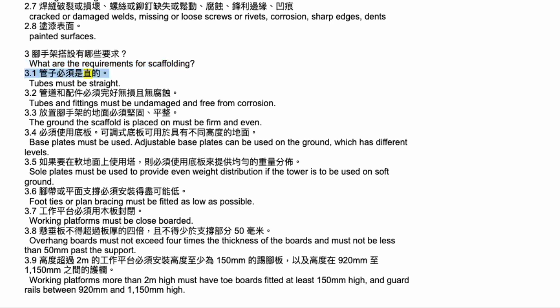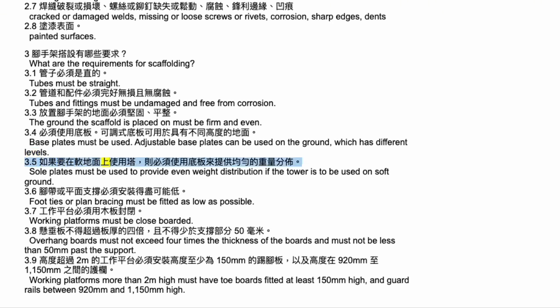3.1 Tubes must be straight. 3.2 Tubes and fittings must be undamaged and free from corrosion. 3.3 The ground the scaffold is placed on must be firm and even. 3.4 Base plates must be used. Adjustable base plates can be used on ground which has different levels.